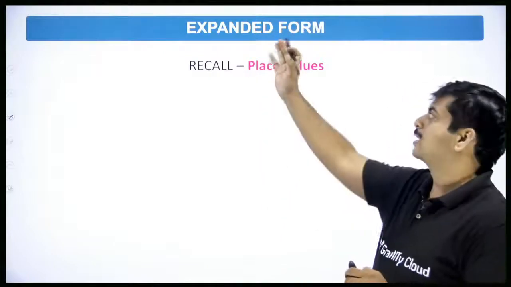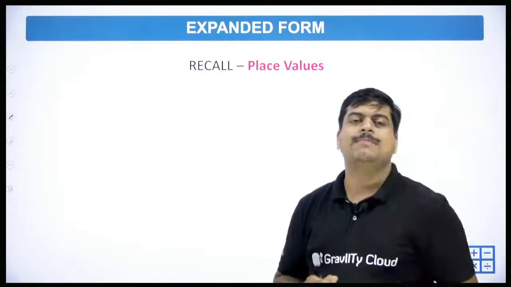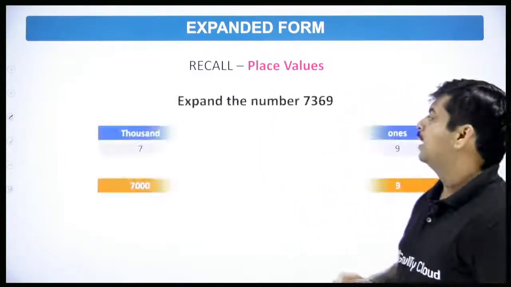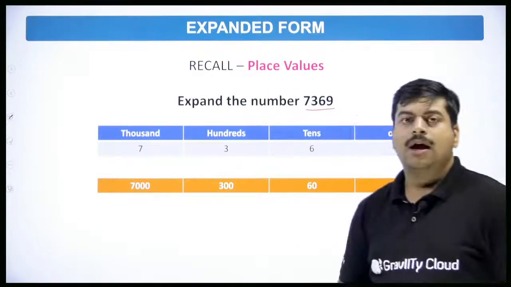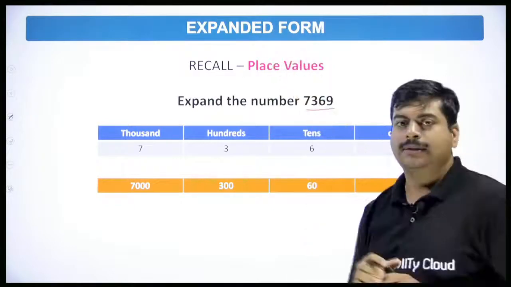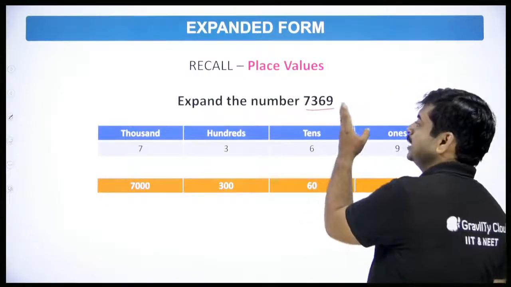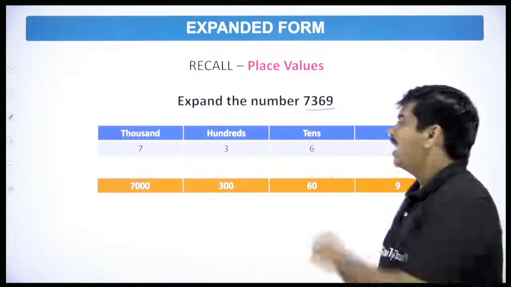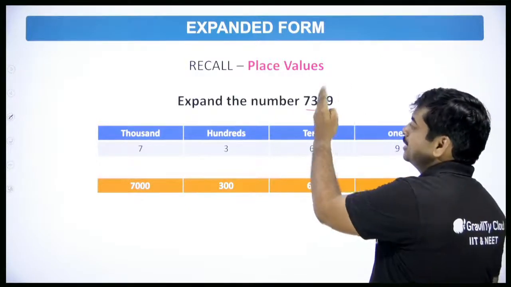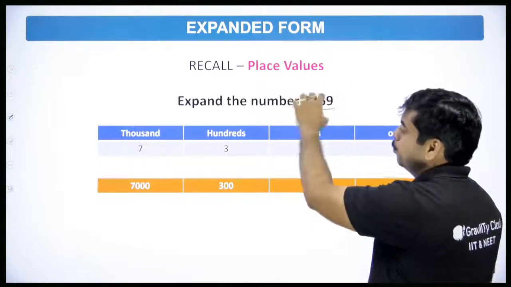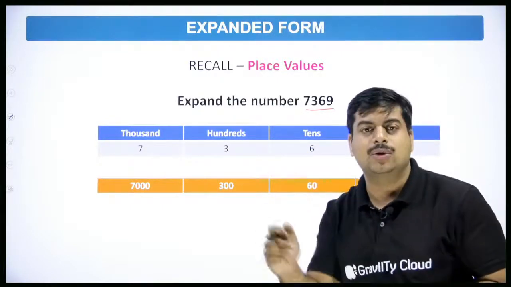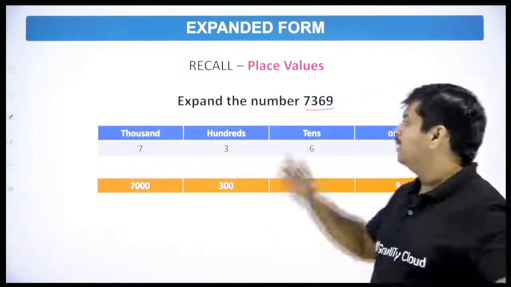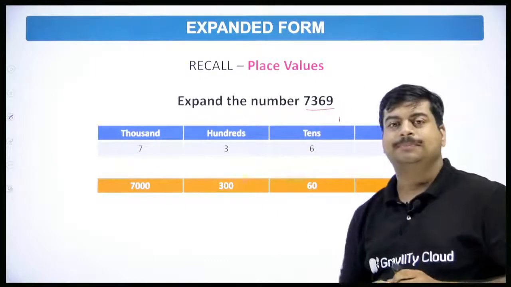When we are discussing expanded form, what do you mean by expanded form? Let me tell you. For example, you want to expand the number 7369. What are place values? Do you remember? Place value is the units place, that means ones. Tens place, hundreds place, thousands. If more digits are there, 10,000s place, lakhs, 10 lakhs, crores. All these are the place values.